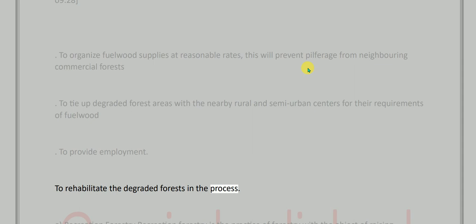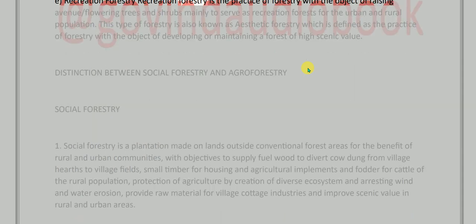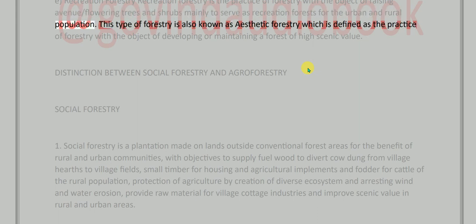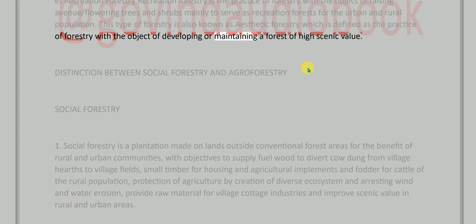E. Recreation forestry. Recreation forestry is the practice of forestry with the object of raising avenue flowering trees and shrubs mainly to serve as recreation forests for the urban and rural population. This type of forestry is also known as aesthetic forestry, which is defined as the practice of forestry with the object of developing or maintaining a forest of high scenic value.